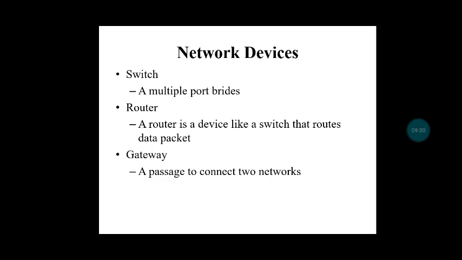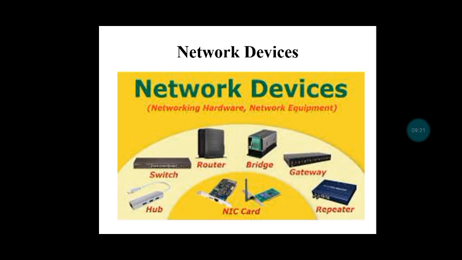A switch is a multiple port device. You can connect to n number of nodes. In star topology, we mostly use a switch. A router is a device like a switch that routes the data packets. A gateway is used to connect two networks. So these are the simple network devices: switches, hubs, repeaters, bridges, gateways, and routers.